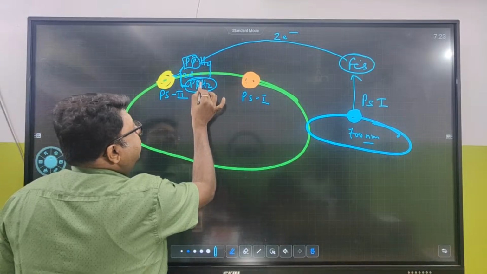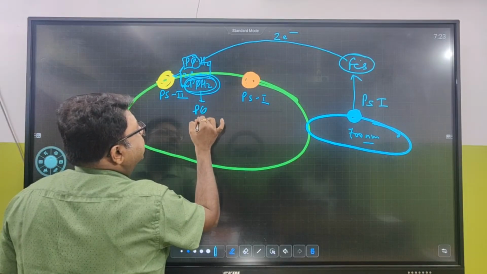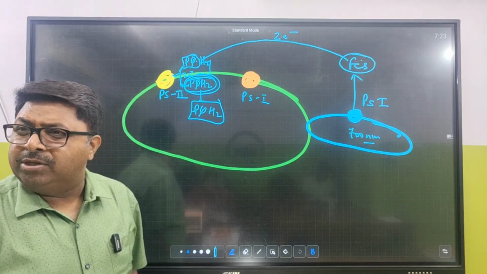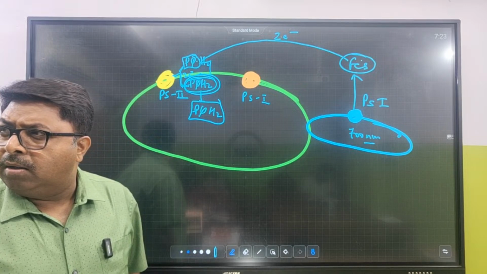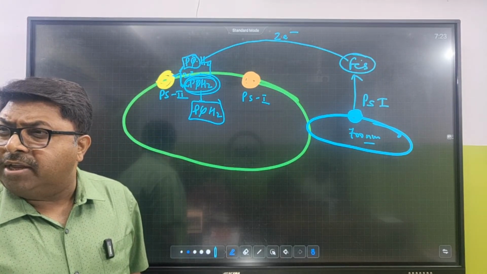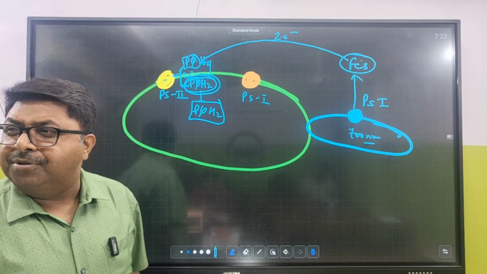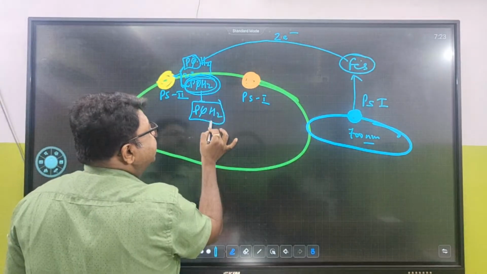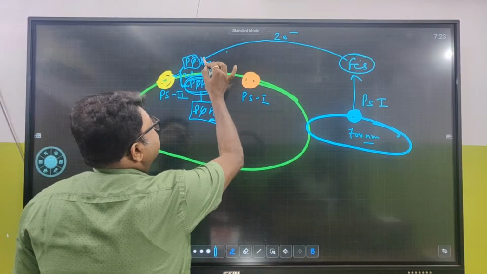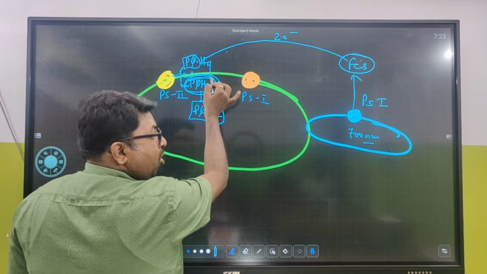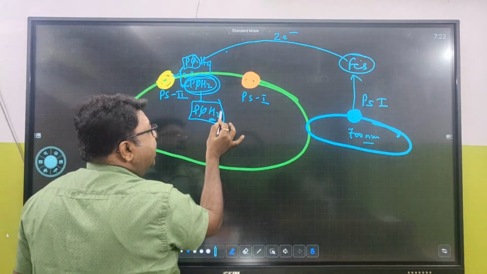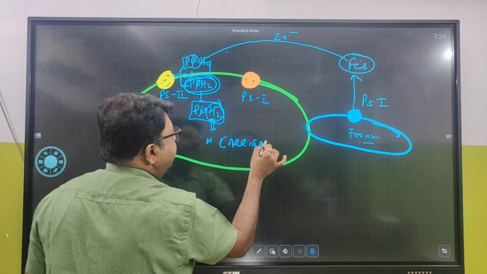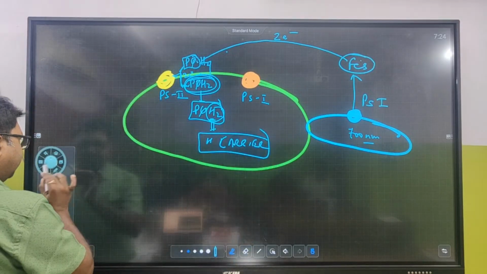PQ, a quinone, is going to get reduced. So who is going to accept the electron? Electron carrier or hydrogen carrier? Hydrogen carrier. Got the point? The hydrogen carrier is going to take this. So this electron comes back to PQ, PQ gets reduced to PQH2 and it is absorbed by the hydrogen carrier. This is one of the reasons.